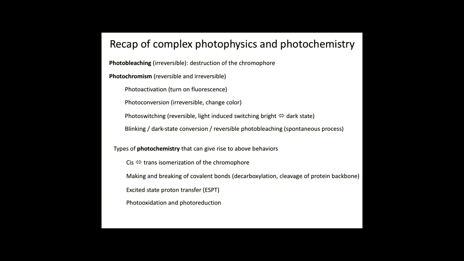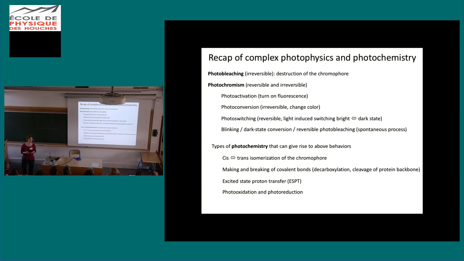So I'm actually going to start by recapping some of the terminology that we've come across in some of the talks that have been presented so far. People have talked about photobleaching, which is the irreversible destruction of a chromophore, and I'm going to talk a little bit more about that in my talk: how we measure photobleaching, what the implications are for imaging, and how we might go about trying to engineer more photostable probes.